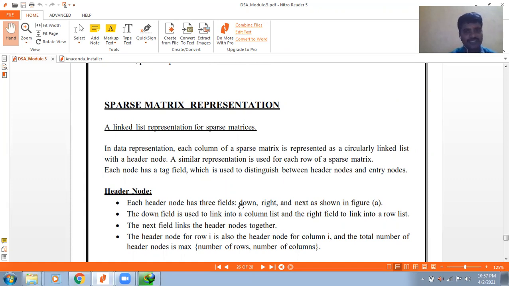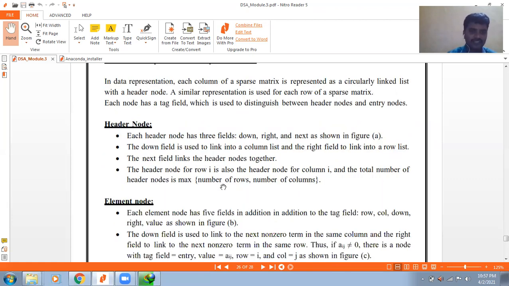So in data representation, each column of a sparse matrix is represented as a circularly linked list with a header node. A similar representation is used for each row of the sparse matrix. Each node has a tag field which is used to distinguish between the header nodes and the entry nodes. Each header node has three fields: down, right, and next. The down field is used to link into a column list, and the right field to link to the row list. The next field links header nodes together.